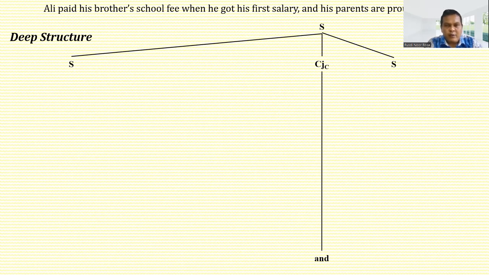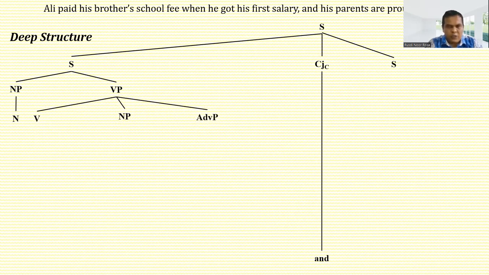Okay, the first sentence, that is, Ali paid his brother's school fee when he got his first salary. So the sentence divides into NP and VP, and then the constituent of the NP is noun, and VP is composed of three elements, including verb, and then noun phrase, and then adverb phrase. Okay, now we are going to see the constituents of the NP. The NP here is composed of three constituents. The first one is determiner, noun, the second one, and the third one is the other noun.